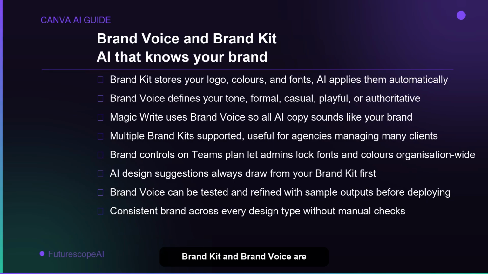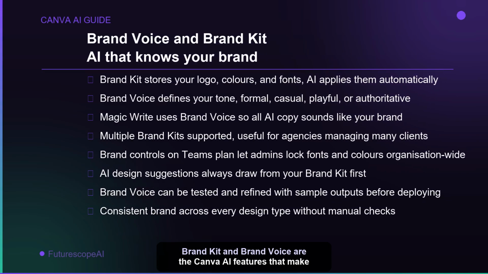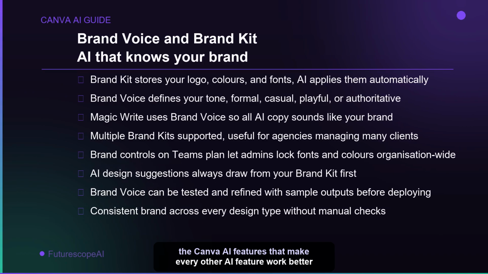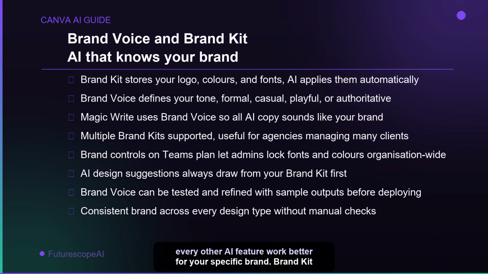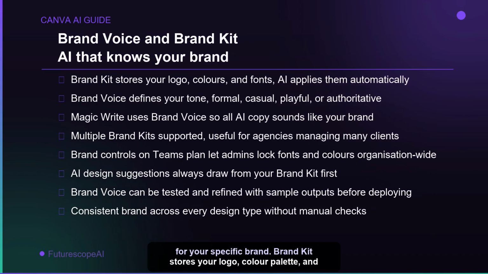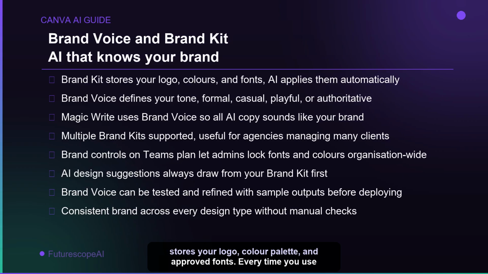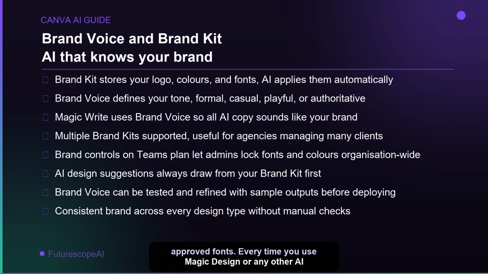Brand Kit and Brand Voice are the Canva AI features that make every other AI feature work better for your specific brand. Brand Kit stores your logo, color palette, and approved fonts. Every time you use Magic Design or any other AI feature, Canva pulls from your Brand Kit automatically so generated designs are on brand from the first generation.